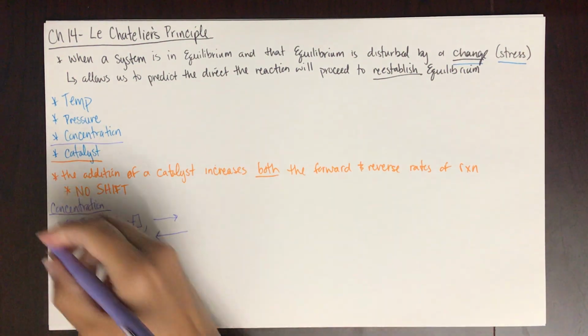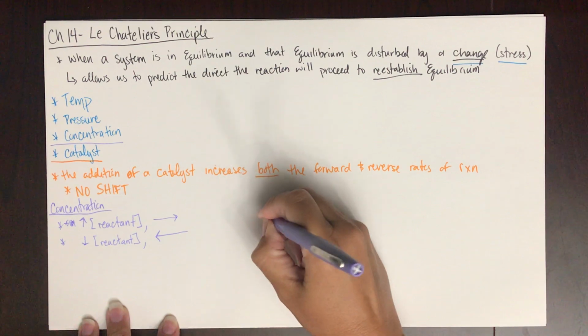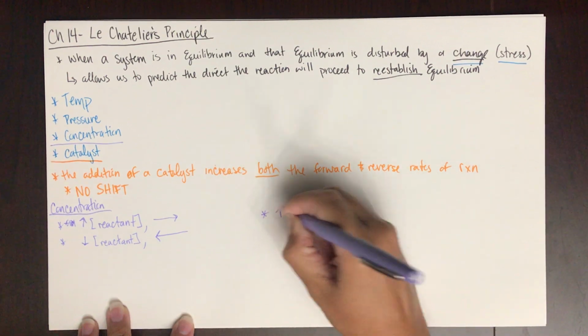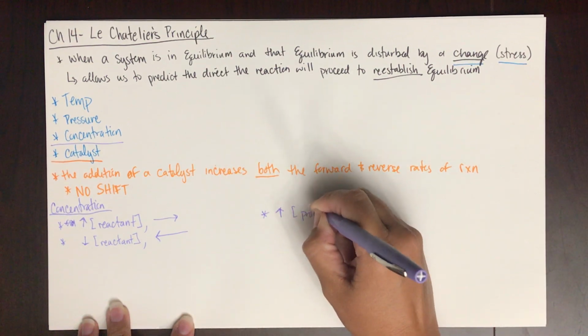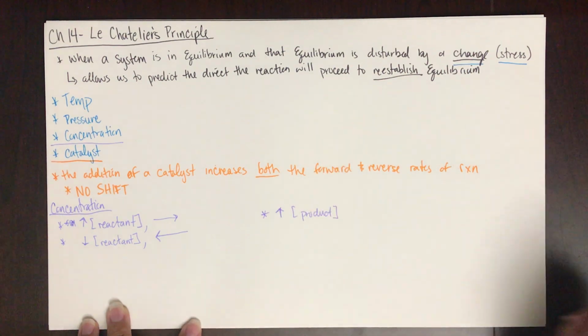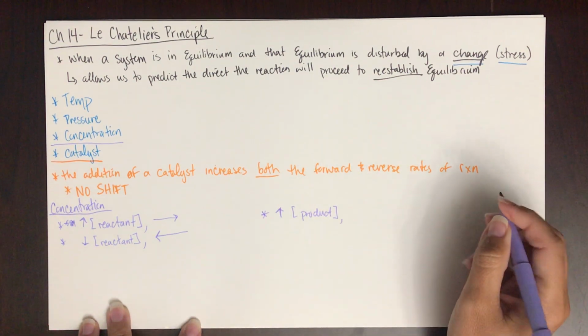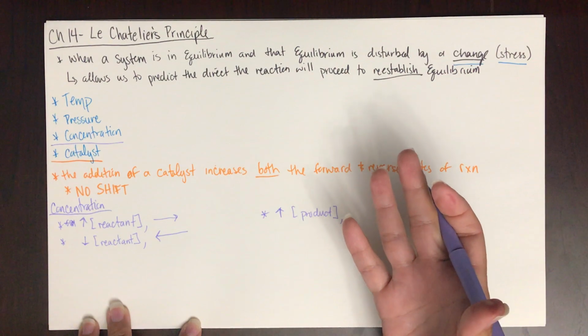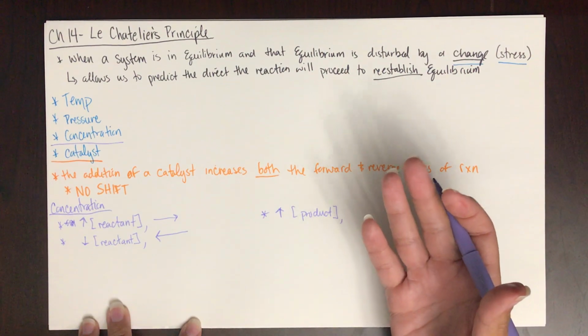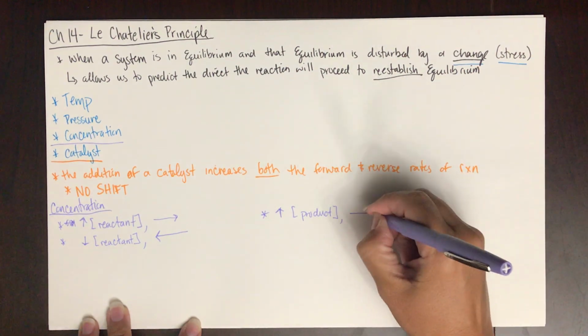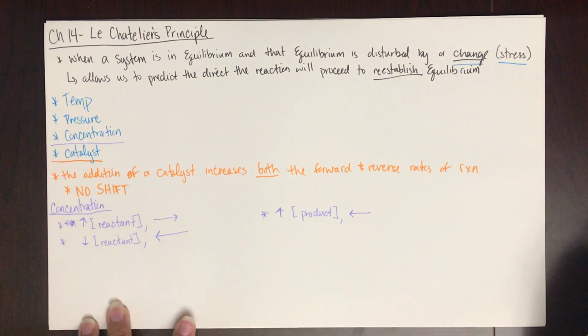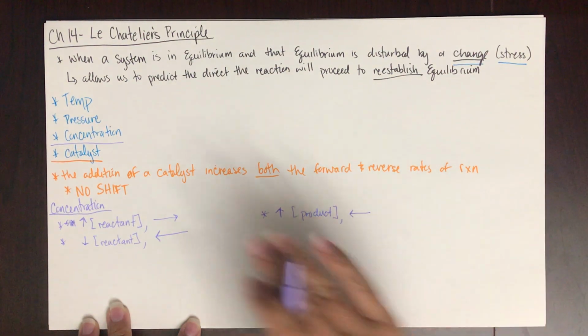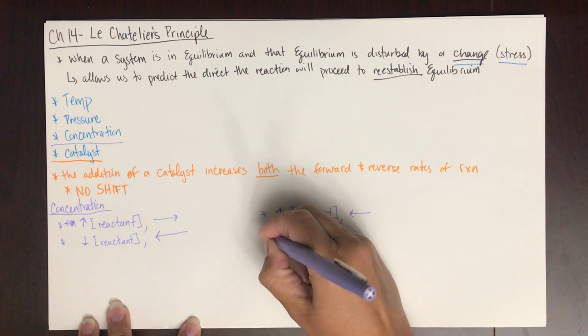The next scenario that we have is that we could increase the concentration of a product. If we increase the concentration of a product, we have more products than we had at equilibrium. To reestablish equilibrium, we're going to shift the equilibrium back towards the reactants.